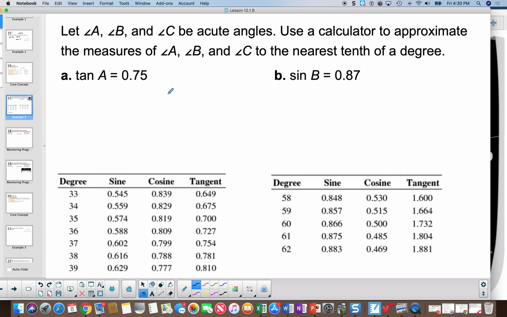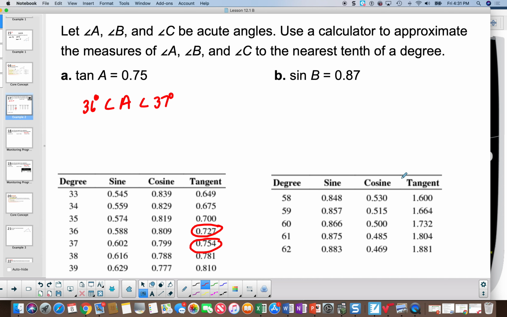Okay, so now instead of finding a side, we are looking for an angle, and we're going to use the calculator to help us do that. Well, in the old days, when we didn't have calculators, what we had is tables. So here's the tangent of A is 0.75. And in this column of tangent, I want you to notice that 0.75 is between here and here. So if we go across here, the answer should be between 36 and 37. So angle A is between 36 degrees and 37 degrees.